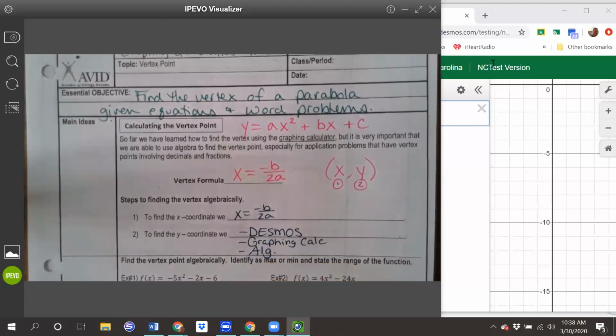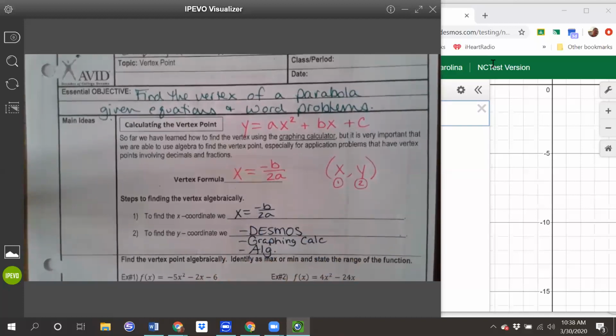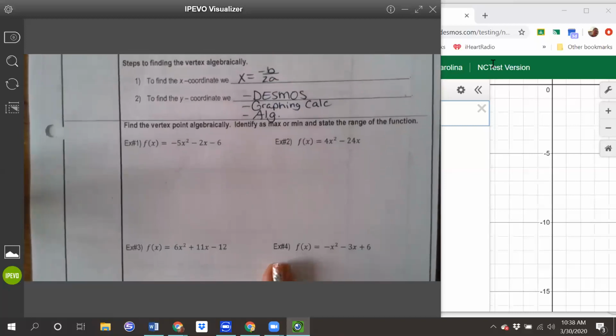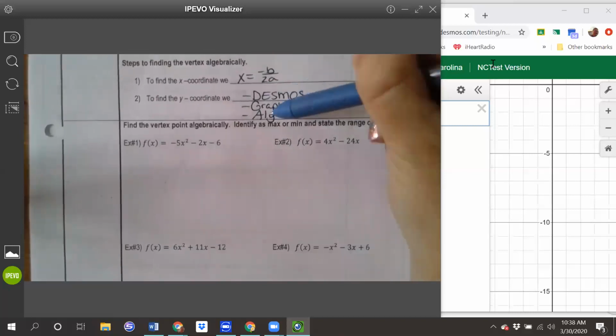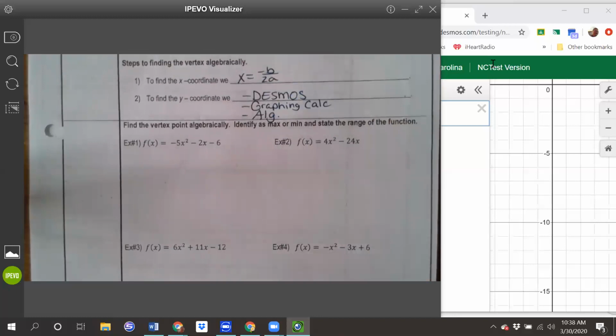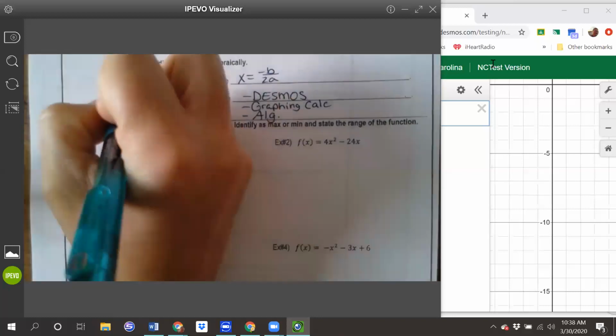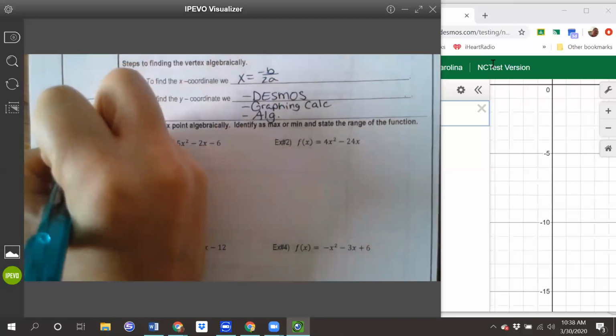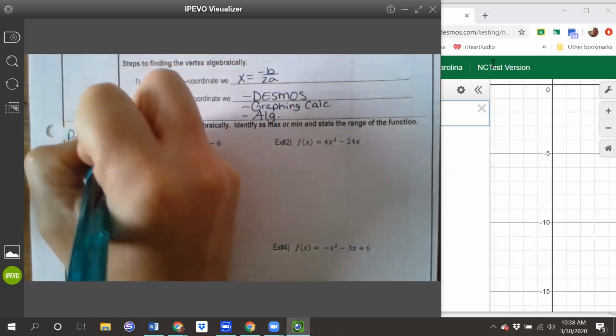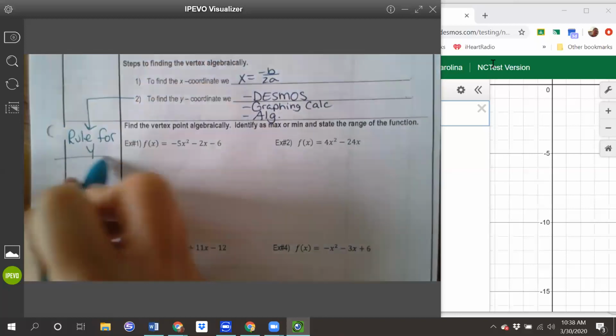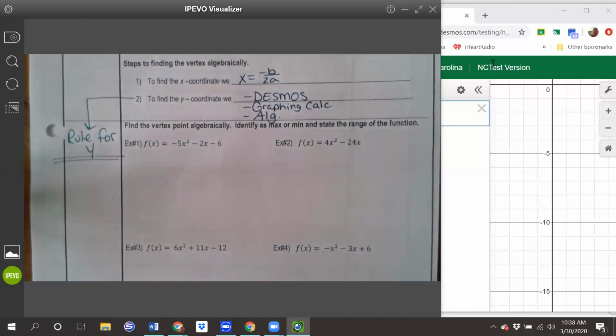Okay, so there are different situations on when it's best to use Desmos or it's best to use algebra. So that's going to be my focus. I know that you can find a vertex point at this point, but I want to focus in on how I would know when I should be using which method. So that's what I'm going to do in the margin here. I want to do a rule for y. Okay, so this is how we are going to break it down.